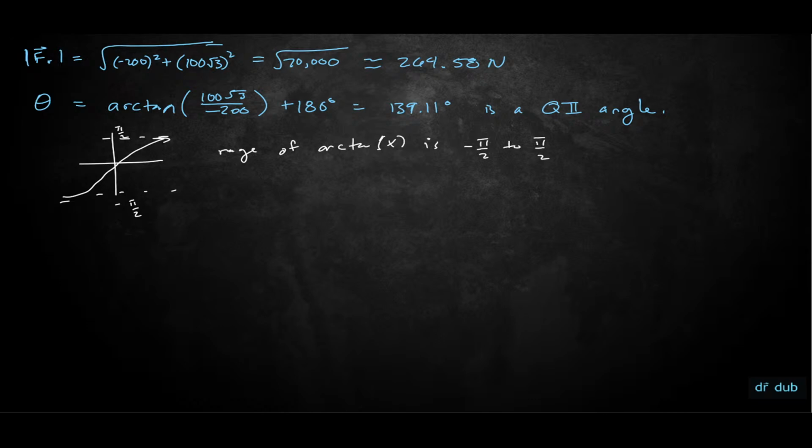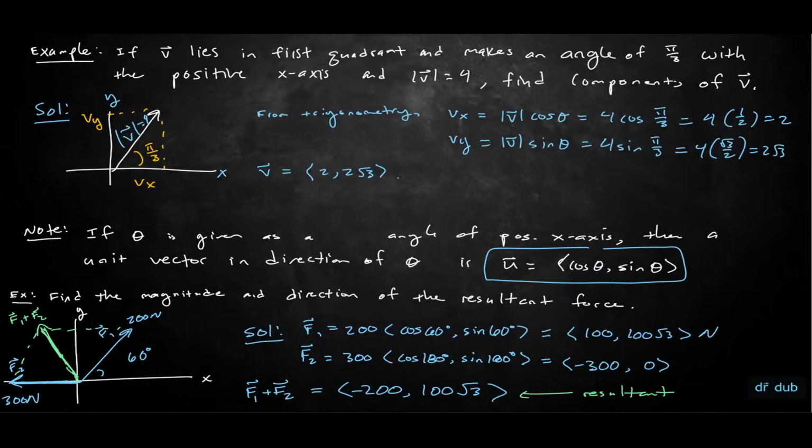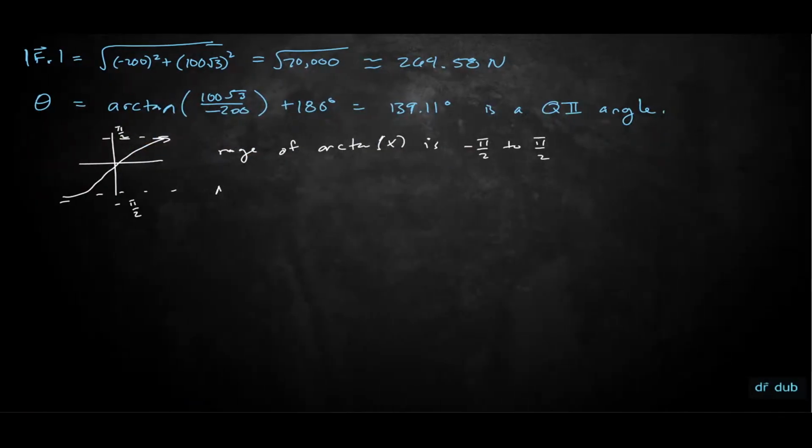But we know this angle is going to be in quadrant 2. We're not looking at a negative angle. We are looking at the resultant force over here. And these two forces are not going to give me anything in quadrant 4. That's guaranteed. And we're going to assume positive angles between vectors. So the range of arctan x is between negative pi over 2 and positive pi over 2.